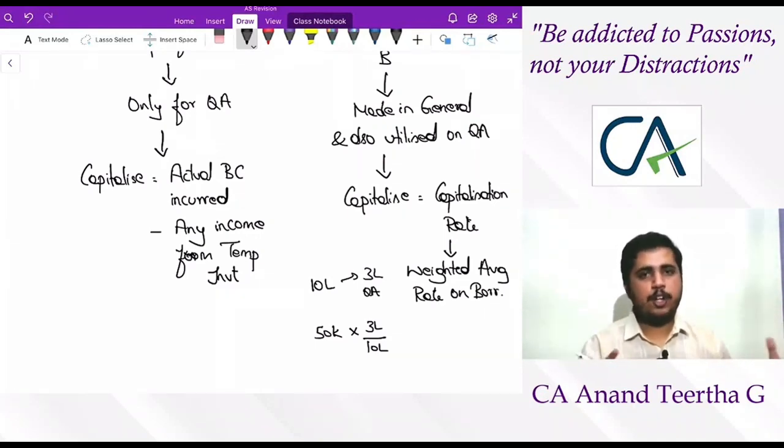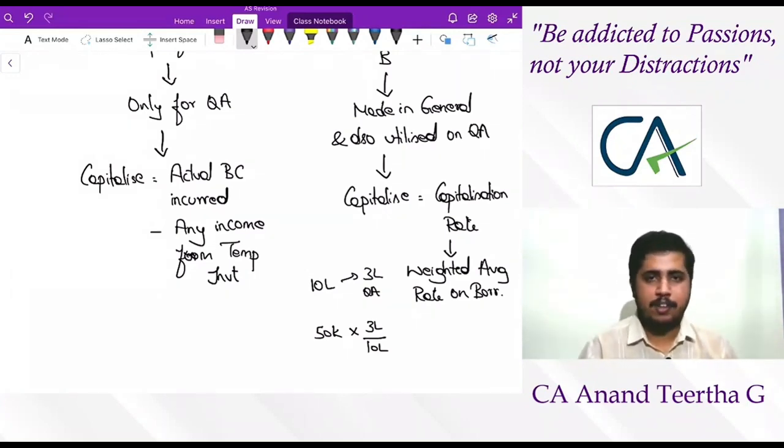So if there is more than one general borrowing through which the amount might have been utilized, you consider one weighted average rate on those borrowings. If there is only one general borrowing, at that time you can easily apportion. But if there are more than one general borrowing and you don't know from which loan you took how much money, that time you consider a weighted average rate.